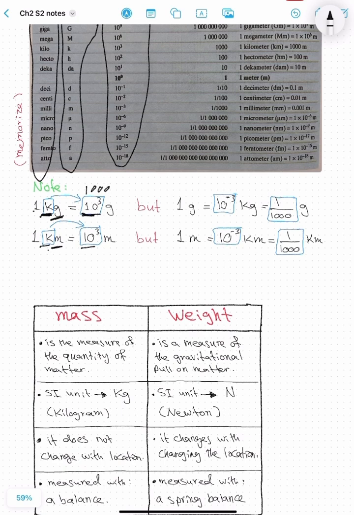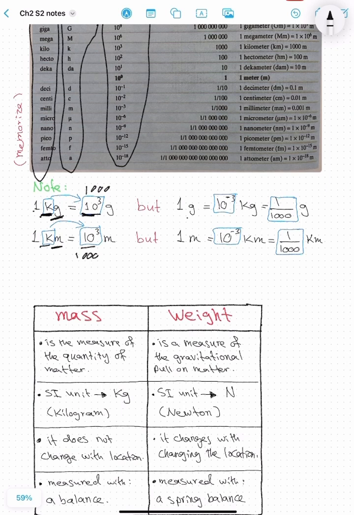Same thing goes for kilometer and meter. So write down 10 to the power of 3 instead of this kilo, because it is constant, it does not change, it's always 10 to the power of 3. So 1 kilometer is exactly 1,000 meters. Okay, but if you switch it, let's say we say 1 gram is equal to how many kilograms?